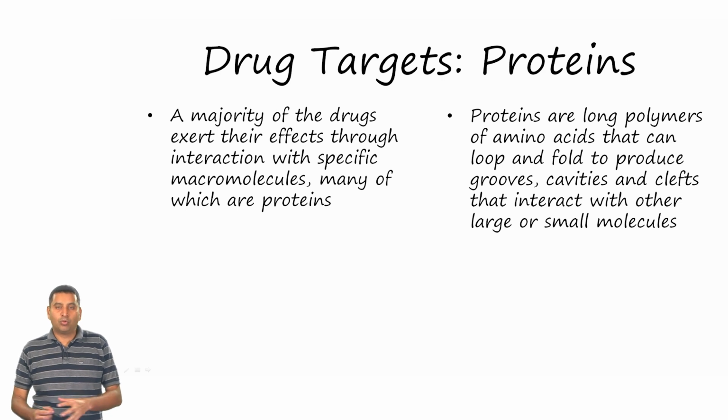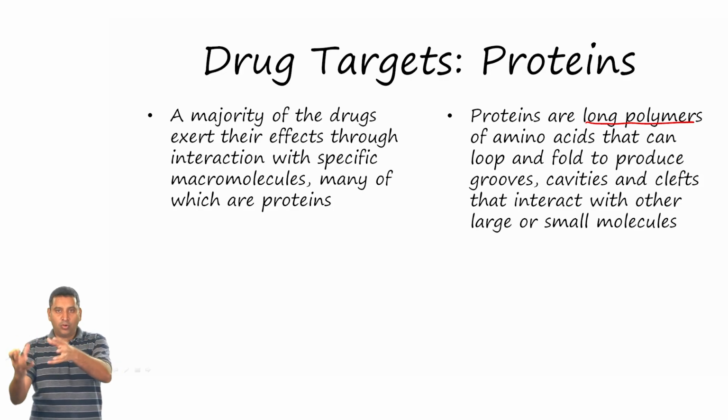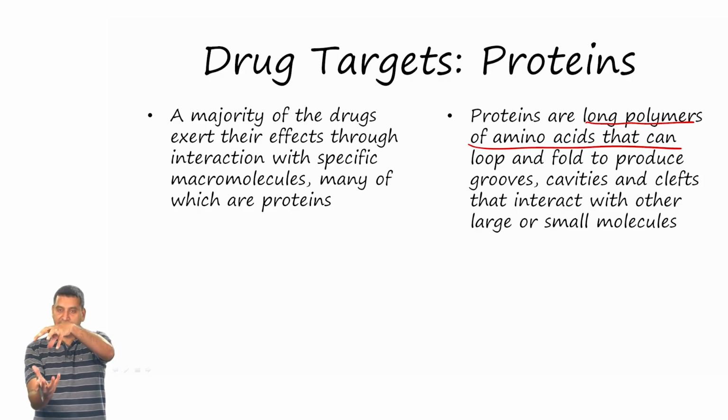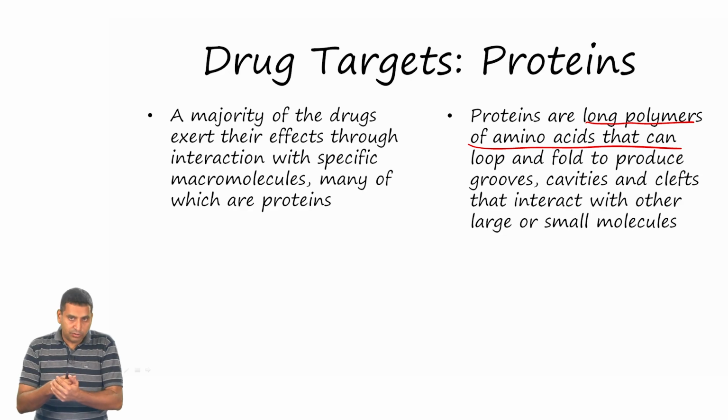Now, the way in which we think about designing new drugs is that we look at what are the components or what are the targets for a drug. The majority of the drugs that are in use today act on proteins. Proteins are nothing but long polymers of amino acids that can loop and fold and produce these clefts and cavities wherein binding occurs. A lot of the function of the protein depends on the shape, the charge, and the cavity size. And so, these offer very unique properties to the protein, and therefore, they become important starting points for us to make compounds that can interact with a protein.